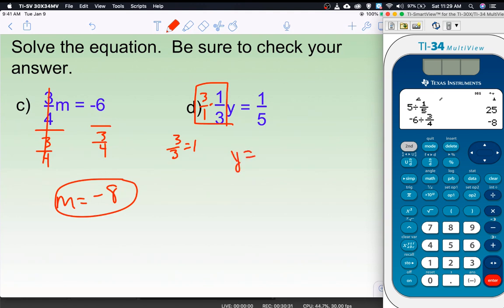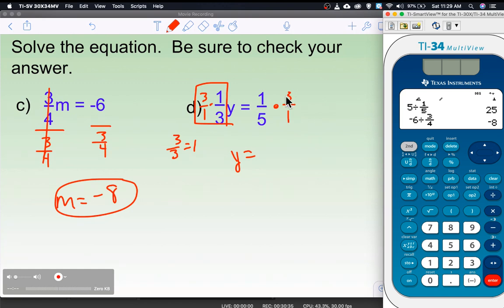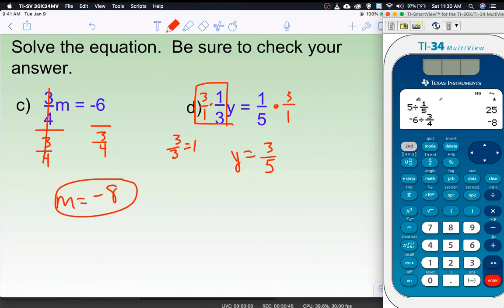Y equals, and when I multiply by that same reciprocal on both sides, multiply across the top, we get 3. Multiply across the bottom, we get 5. And there we have it. We get the answer of 3/5.